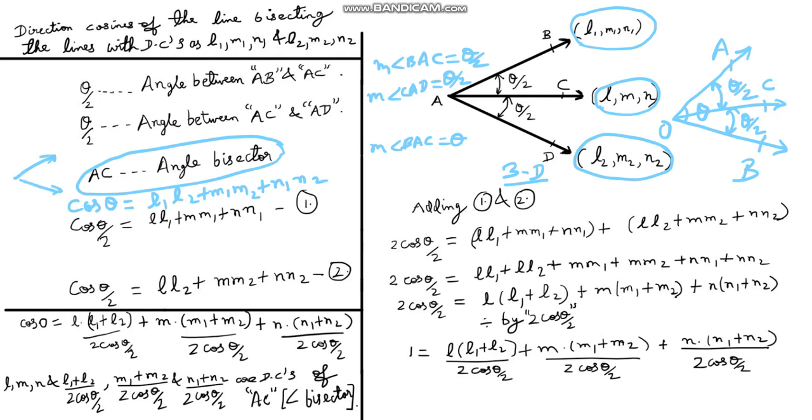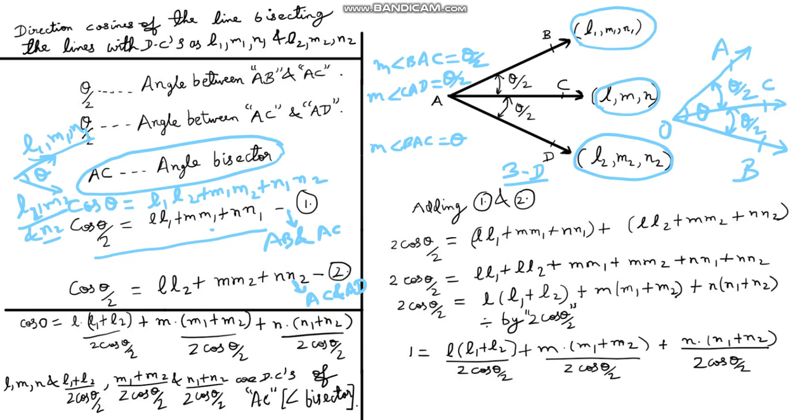Suppose these are the two vectors, with direction cosines L1, M1, N1 and L2, M2, N2, and the angle between them is theta. So this is the formula for it. Here, in equation 1, we consider the angle between vector AB and vector AC and rewrite this relation. And when we consider vectors AC and AD, the second equation will be the output.